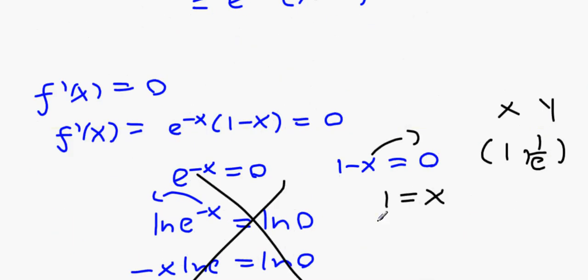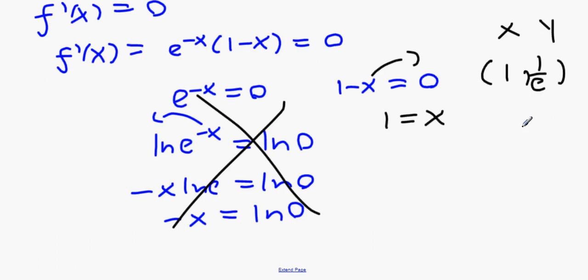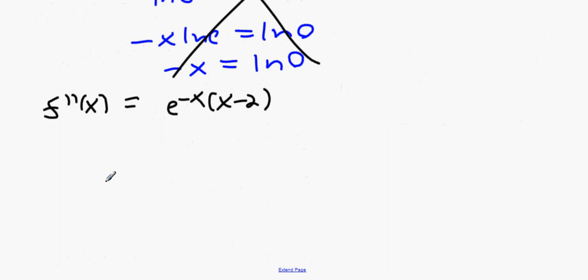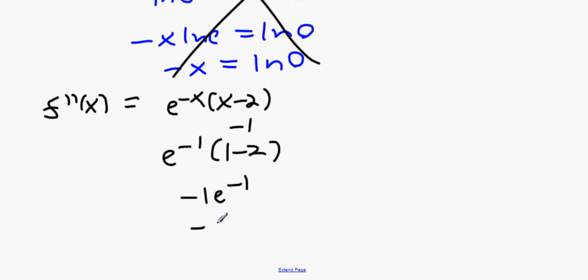Now that that's established, this is the turning point, but we're going to figure out if it's a maximum or minimum. To do this, we're going to need the second derivative, and the second derivative is e to the minus x (x minus 2). We're going to replace x with 1, so we're going to get e to the power minus 1 times (1 minus 2). So that's a minus 1 there, so it's going to be minus 1 times e to the minus 1. Now e to the minus 1 is 1 over e, so it's going to be minus 1 over e. Now we know that this number here is less than 0, which makes it a maximum turning point.